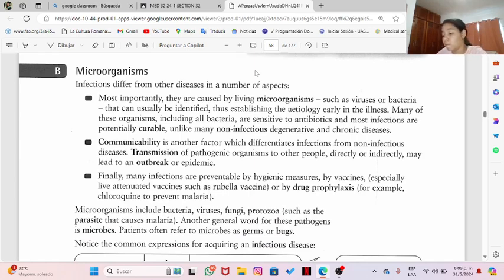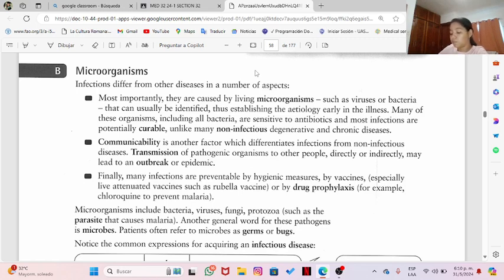Part B. Microorganisms. Infections differ from other diseases in a number of aspects. Most importantly, they are caused by living microorganisms such as viruses or bacteria that can usually be identified, thus establishing the etiology early in the illness.